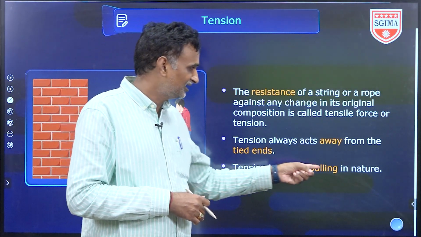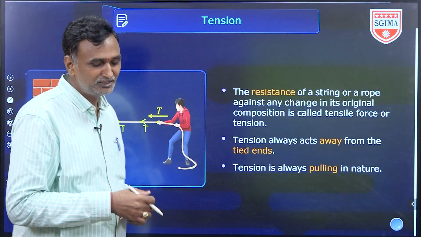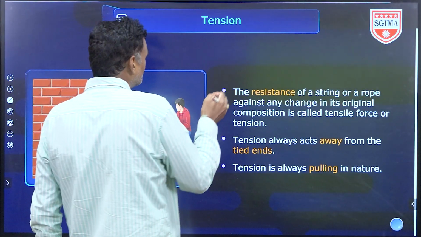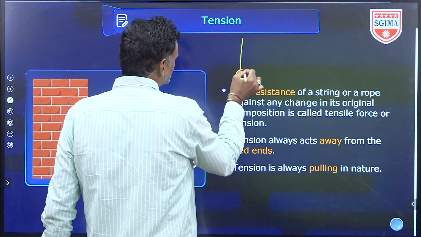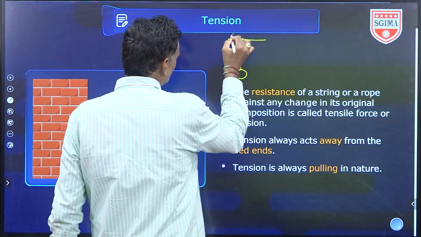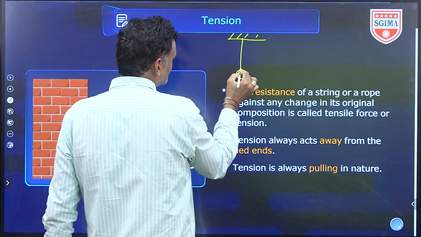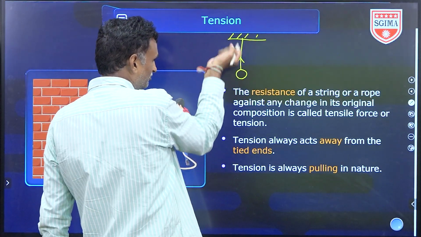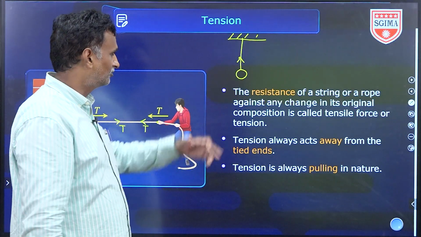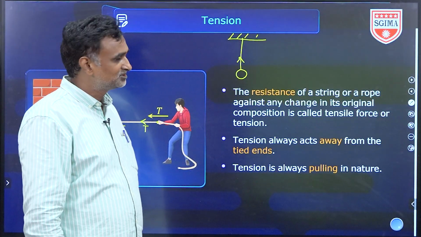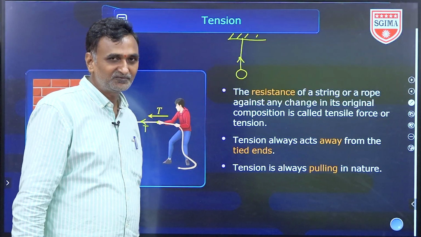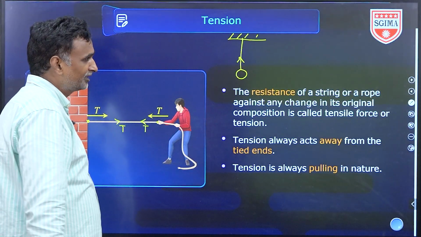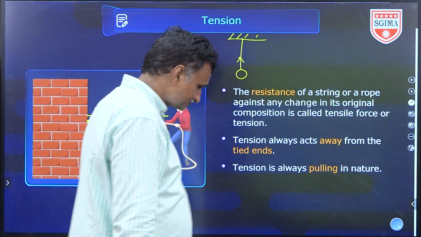Next, tension is always pulling in nature, it tries to pull like this. And in one more case, a mass is suspended with the help of a string. So this is the point of contact, and the tension tries to pull upward, but the mass won't go because it is balanced. So the downward force equals the upward force when acceleration is 0. So this is more about tension.